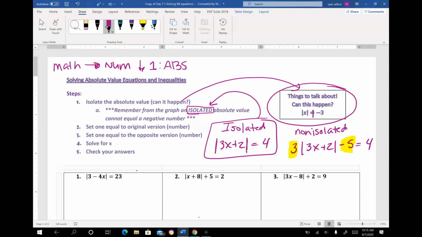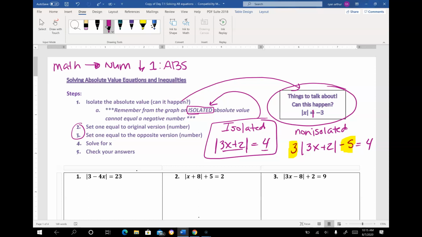After you do step 1, you determine can it happen or can it not happen once it's isolated. Then you have steps 2 and 3, and steps 2 and 3 kind of happen at the same time. So you set one equal to the original version, the number. For this example, you would set 3x plus 2 equal to 4. And then you would set one equal to the opposite version. So then you would say 3x plus 2 equals negative 4. Because remember, the absolute value of a number has 2 answers. So therefore we have to set up 2 equations to get our 2 answers.